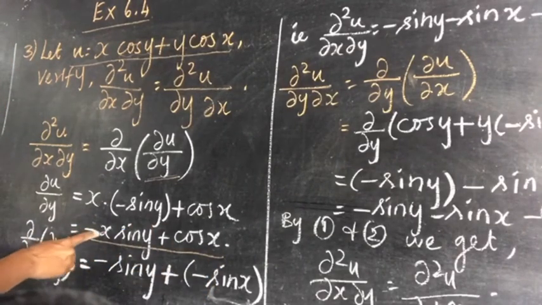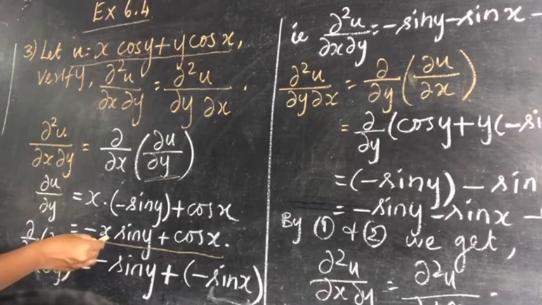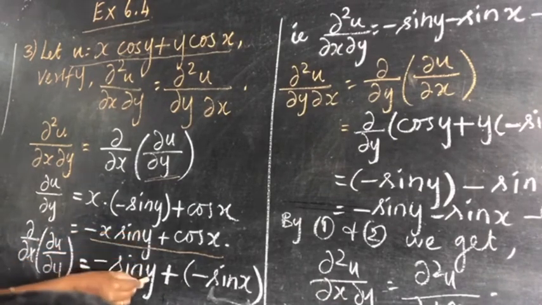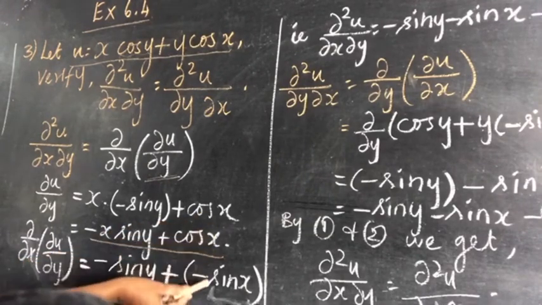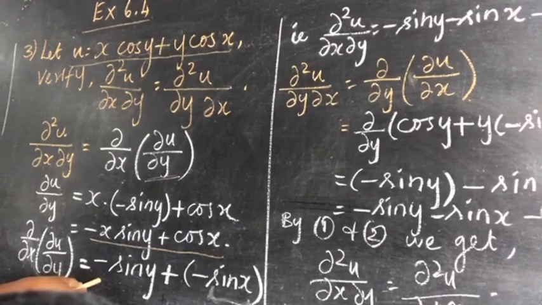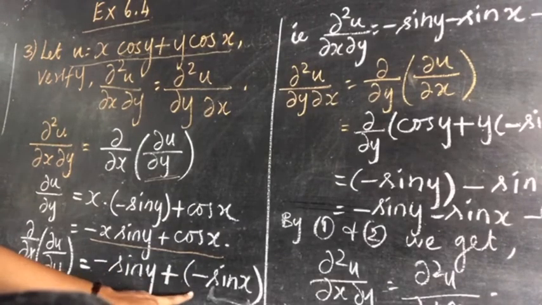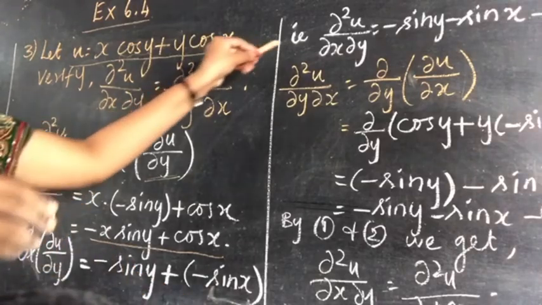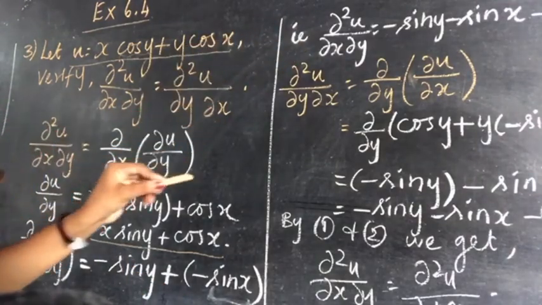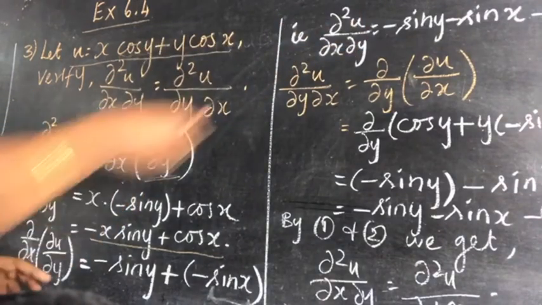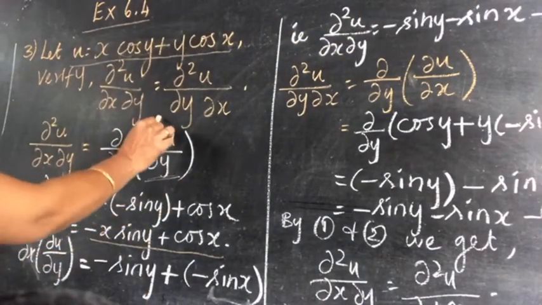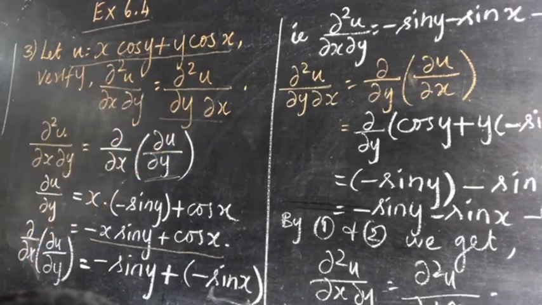So, minus x sin y. What is the differentiation of x? Differentiation of x is 1. So, minus sin y plus cos x, whose differentiation is minus sin x. So, I get minus sin y minus sin x. That is ∂²u/∂x∂y is equal to minus sin y minus sin x, and that is our 1. Now, we need to find this ∂²u/∂y∂x.